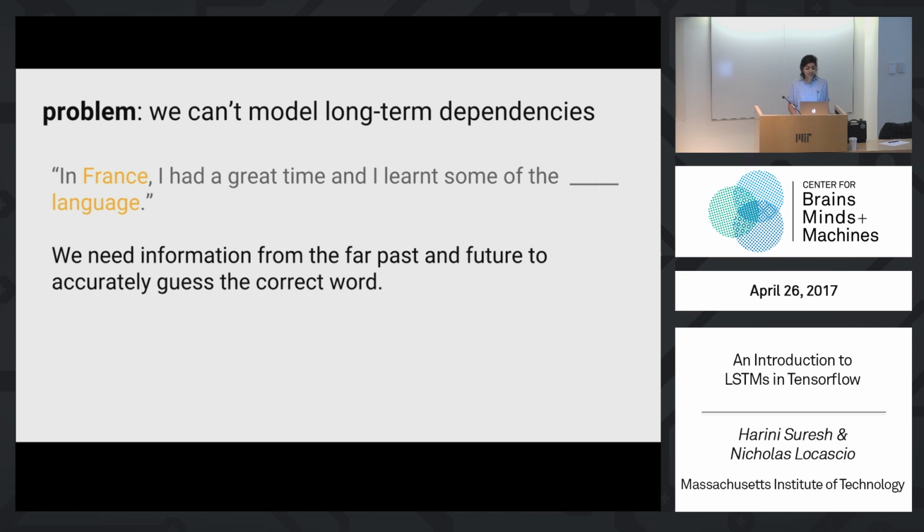For example, in language, if I showed you the following sentence, "In France, I had a great time, and I learned some of the blank language." To figure out what word goes in that blank, I looked way far back at the word "France," and then I looked ahead at the word "language," and I can pretty much tell that the word that should go in that blank is "French." However, if I just looked at the previous word, "the," I would get very little information about what the next word should be. So in complicated sequences like language, it's really important to be able to model longer-term dependencies and keep track of things that happened far back in the past. So a Markov model will often not perform very well in generalizing to sequences like language.